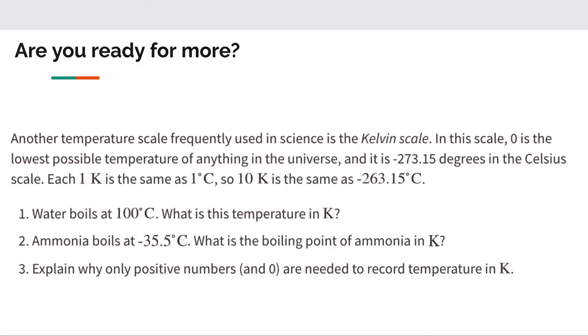So on this next example, I'm going to do this one kind of together, but I want to give you a moment to pause and make a quick guess on number 1, 2, and 3. But let me read the question first before you pause. Another temperature scale frequently used in science is the Kelvin scale. In this scale, 0 is the lowest possible temperature of anything in the universe, and it is negative 273.15 degrees in the Celsius scale. Each 1 Kelvin is the same as 1 degree Celsius, so 10 Kelvin is the same as negative 263.15. So I don't know if you've heard of Kelvin before, but it's another way of measuring temperature.